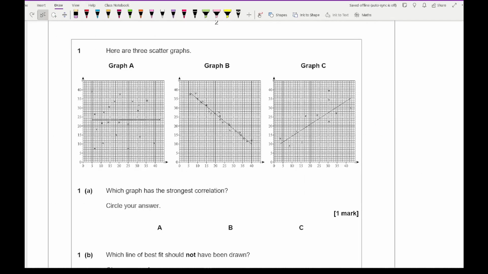So now let's get started on some exam questions. If you're wanting a copy of these questions, all you need to do is simply click on the link in the description below and you can download it for free.